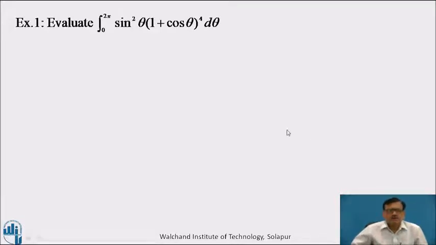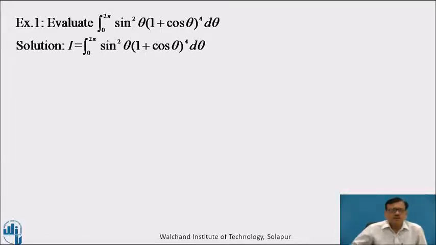Already we have discussed the beta function, the properties of beta function, and the trigonometric form of beta function. In this video, we are solving examples on the second form, that is, the trigonometric form of beta function. The first example: evaluate the integration from 0 to 2 pi of sin square theta into (1 plus cos theta) raised to 4 d theta. Consider the given integral as I equal to the integration from 0 to 2 pi sin square theta into (1 plus cos theta) raised to the power 4 d theta.